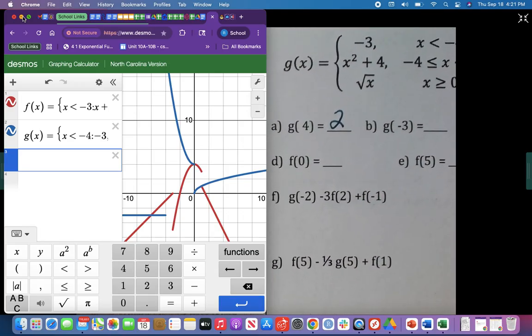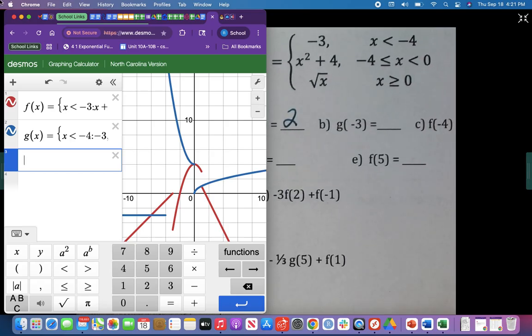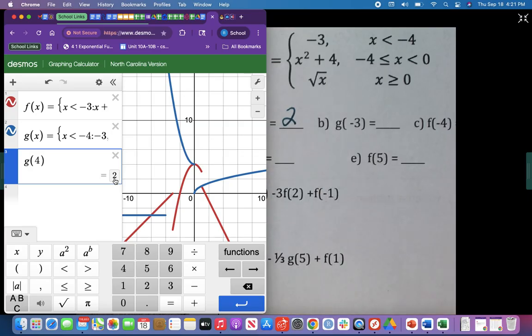So first thing is G of 4. I did that by hand, but I'm just going to type that in just to show you that you're going to get the same thing. So G of 4 is 2. That's what we got from doing it by hand. Next one, G of negative 3. So G of negative 3 is 13.